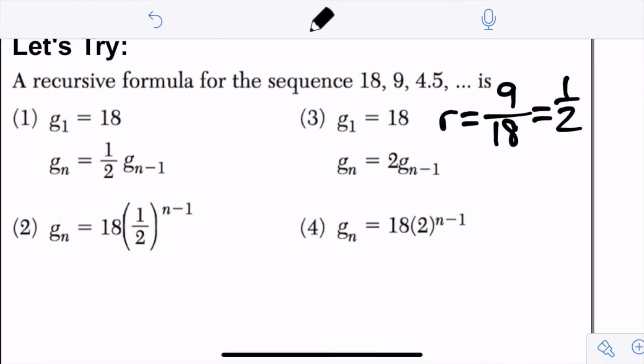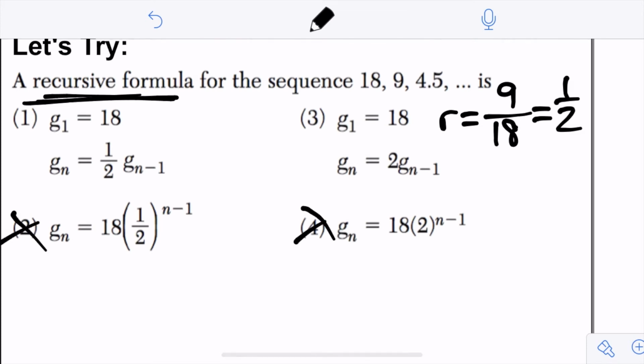Okay, now we have to determine what's the correct answer choice. So the first thing that I would do is definitely eliminate all answer choices that are not recursive formulas. Okay, because remember they're specifically asking for the recursive formula. Okay, remember for it to be recursive, it must have 2 lines of equations. So looking at our answer choices, I see that answer choice 2 is not recursive and answer choice 4 is not recursive. Okay, notice how answer choice 1 has 2 different lines of equations, as well as answer choice 3.